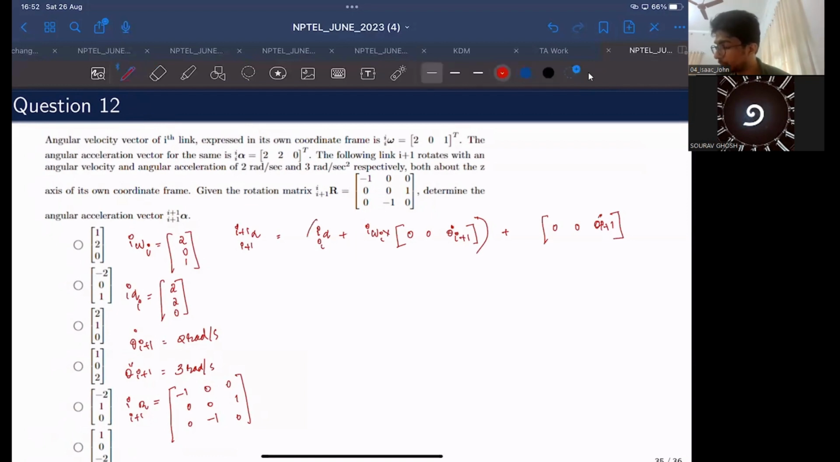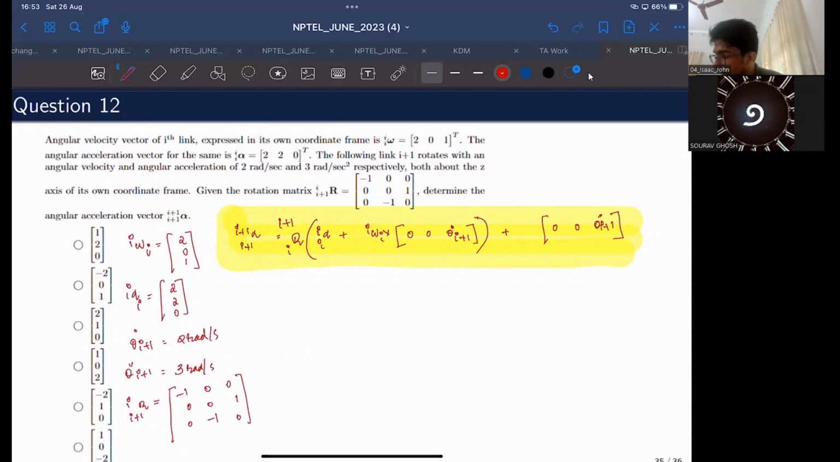This entire term would be brought to the i plus 1 frame. This is how the forward expression of the velocity propagation equation would look. Derivation is not provided, but if you want, you can find out how to derive this expression. It's all derived from the derivative of a vector that is defined with respect to a rotating frame of reference. So this is only a matter of substituting all the parameters that have been given in the question into this expression.